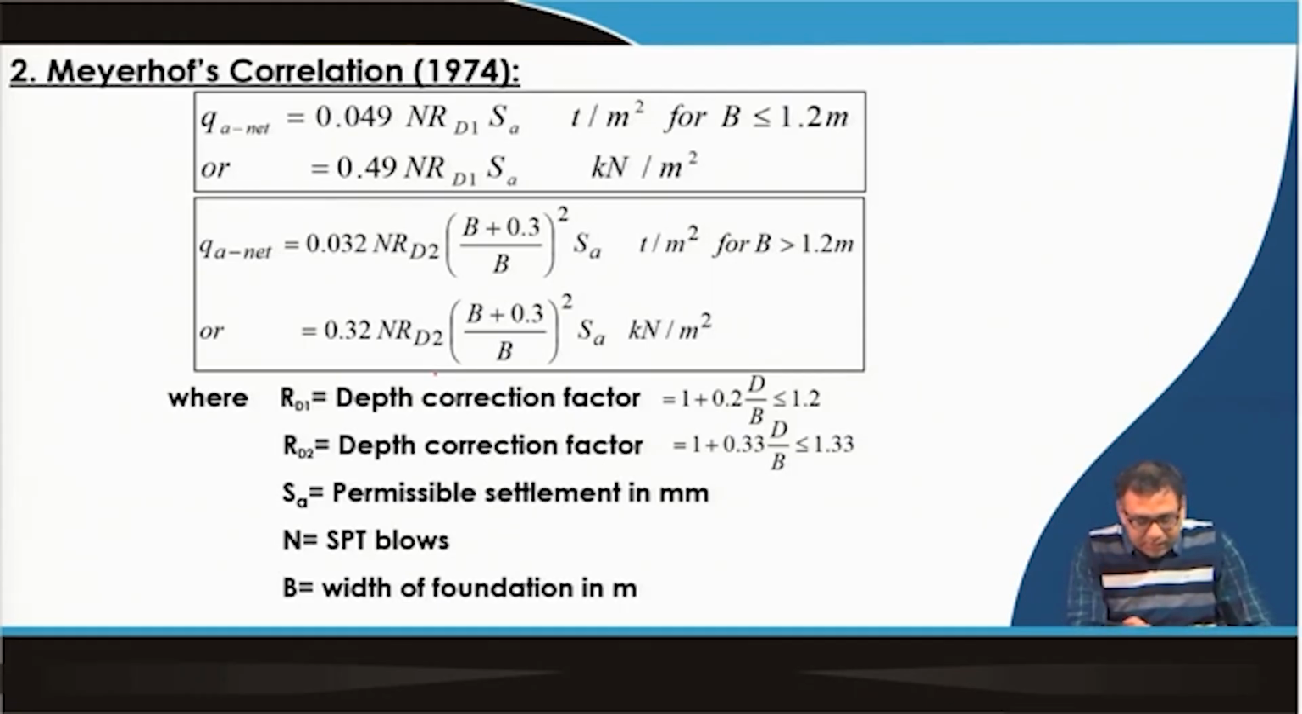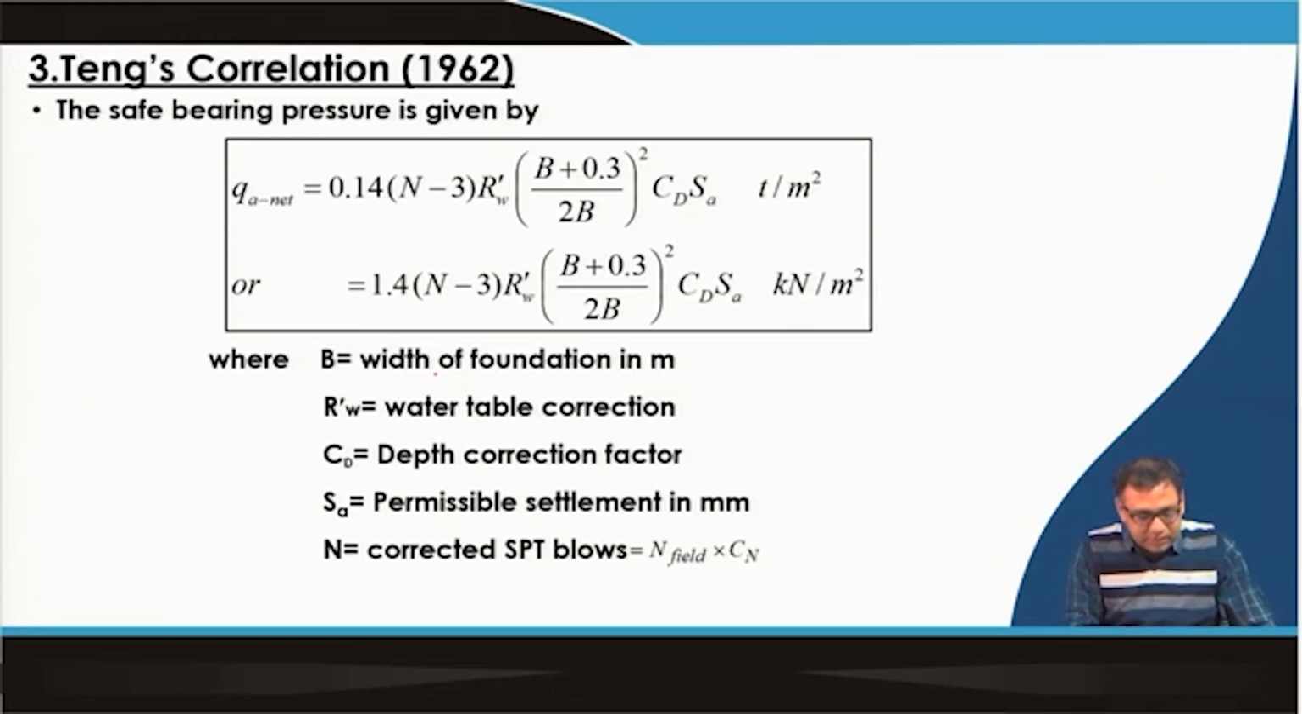Depth corrections are given, and then permissible settlement and width of the foundation. So, this correlation we can use, then Teng's correlations also we can use. Here Rw' is given, Rw' is the water table correction, and N is the corrected SPT value, that is field N into the correction factor which we have to apply. But in most of the cases the corrected N value is given in the problems. S is the permissible settlement in millimeter, Cd is the depth correction factor, and Rw is the water correction factor.